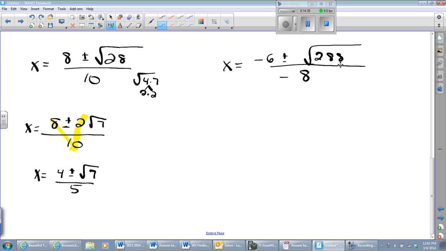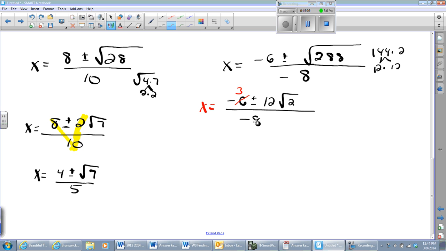Okay, how about this one? I got negative 6 plus or minus, it's over negative 8, and I got to figure out 288. Well, how about 144 times 2? That'll break down to 12 times 12. So 12 rad 2. All right. What's the biggest number that goes into this one, and this one? I'm thinking 2 will go into negative 6 3 times. It'll go into 8 4 times. It'll go into here 6 times.